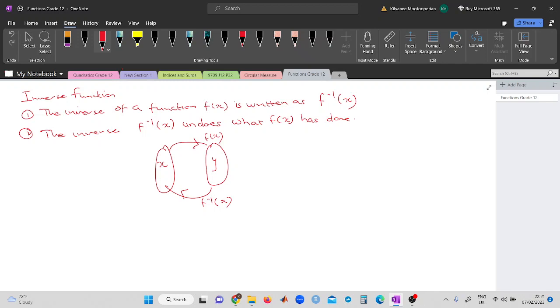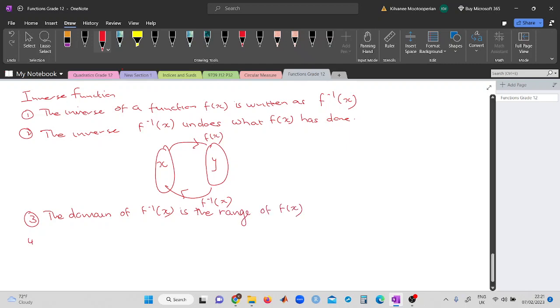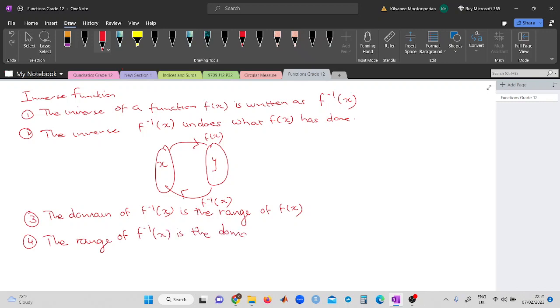Maintenant, on a une affaire qui est bien connue. 3. The domain of f inverse of x is the range of f of x. 4ème, the range of f inverse of x is the domain of f of x. So these are the small things that you need to know.